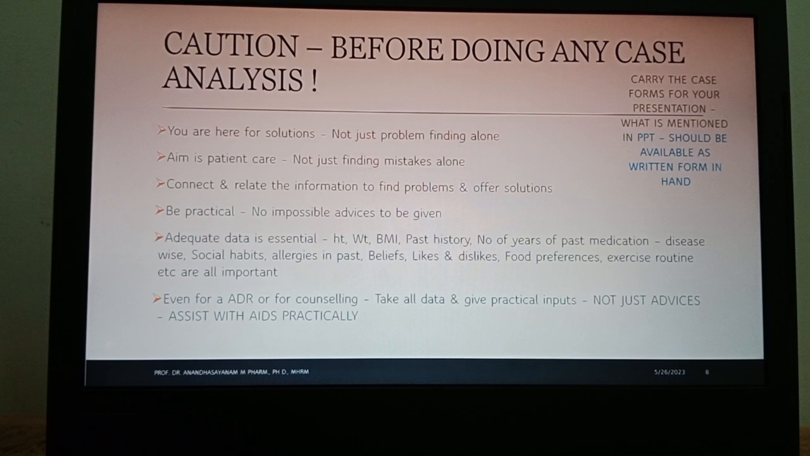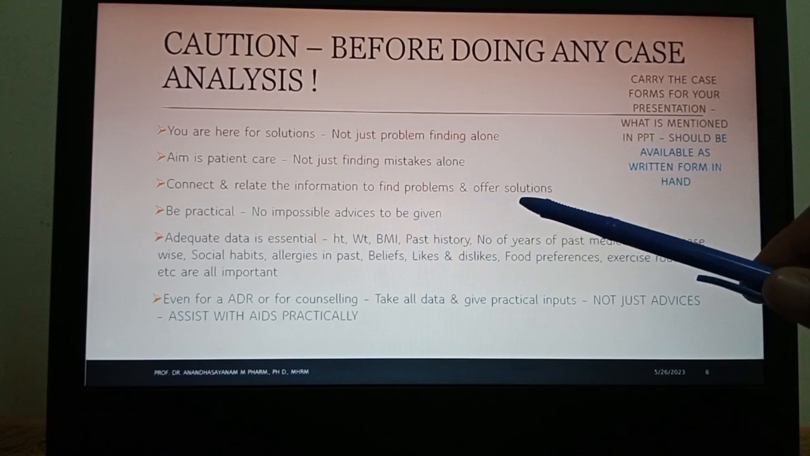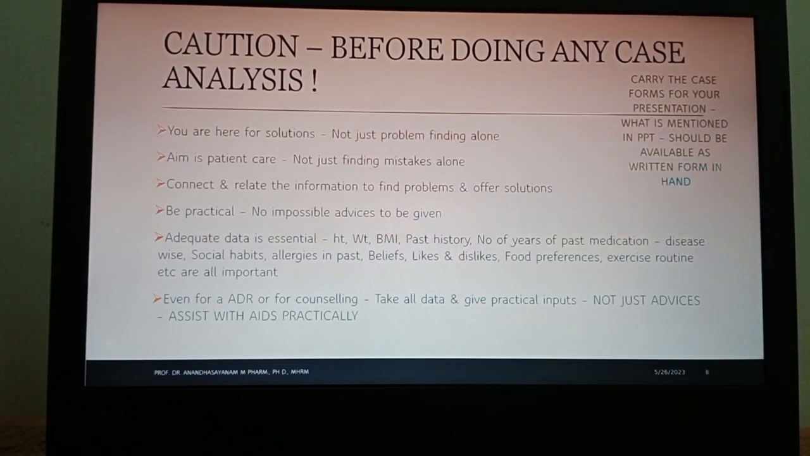The ultimate aim is patient care, right? So just don't find mistakes alone. When you find a mistake, find out the reasons, come out with options, give a solution, and out of those solutions, pick the solution and suggest that this is what I suggest, right? So you have to connect and relate the information to find the problem. From the past medication history, has the current problem arisen? And in the current problem, when a medication is prescribed, did it or does it complicate the past medication history? Doctors do not have time.